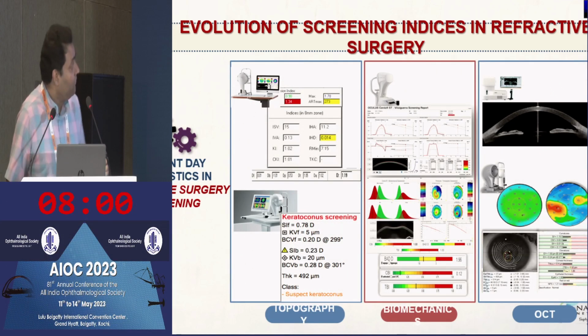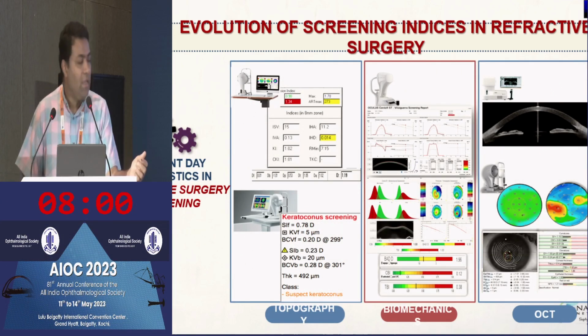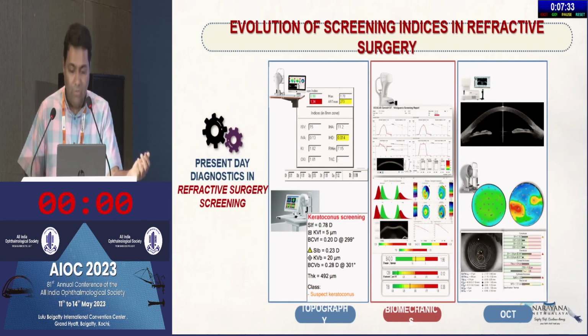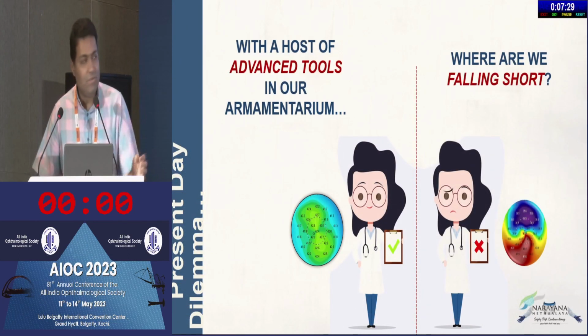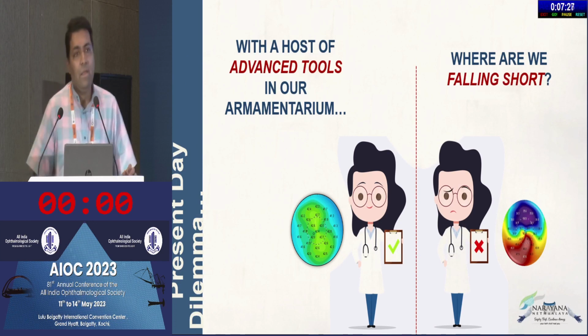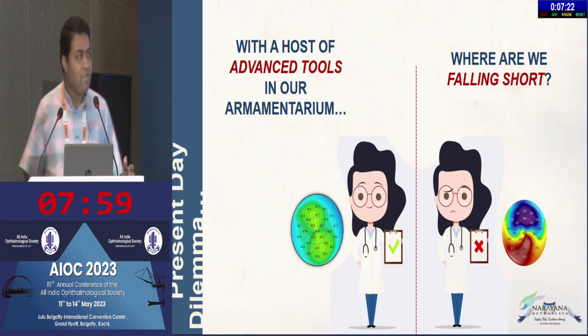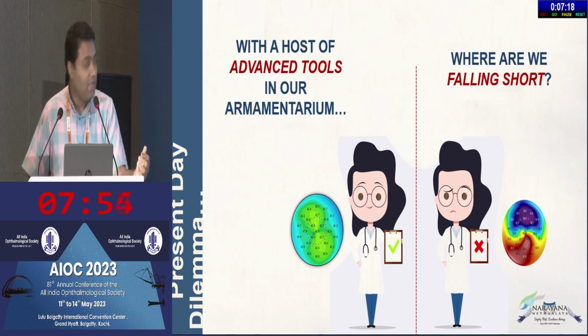The evolution of refractive surgery started with different technologies, and that involved different indices. And every new year, we come out with new indices which are said to be better than the previous ones. But the challenge is that we are still falling short, even though when we publish, the sensitivity and specificity of a lot of them, including Pentacam, are close to around 90-95%.